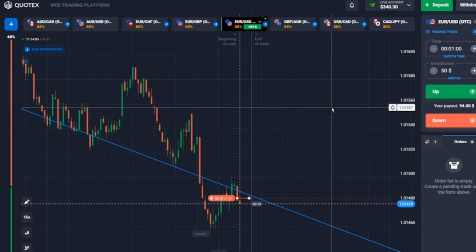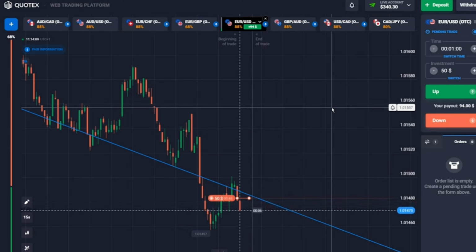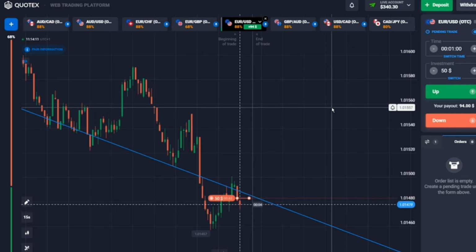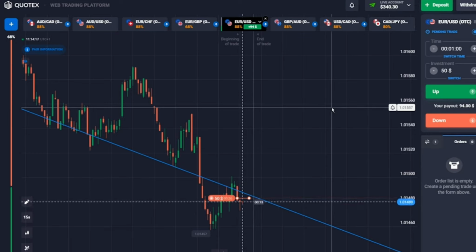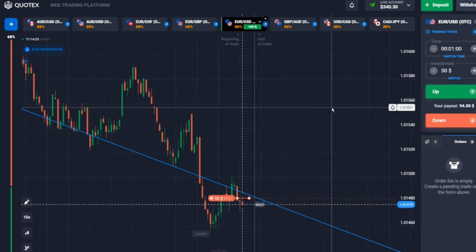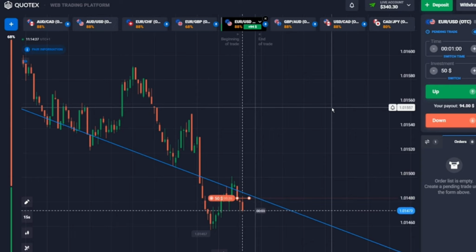For those who don't really know what support and resistance is, support occurs when falling prices stop, change direction, and begin to rise. Support is often viewed as a floor which is supporting, or holding up prices. Resistance is a price level where rising prices stop, change direction, and begin to fall.